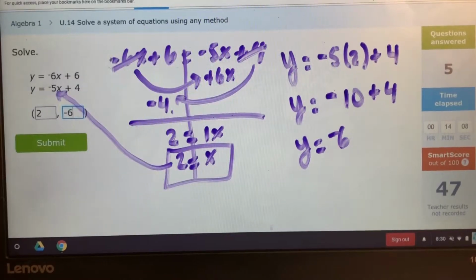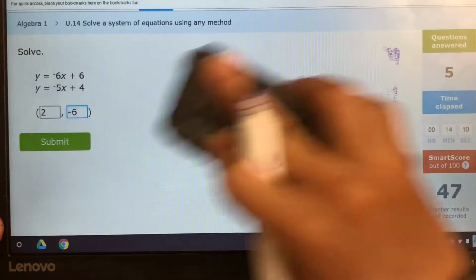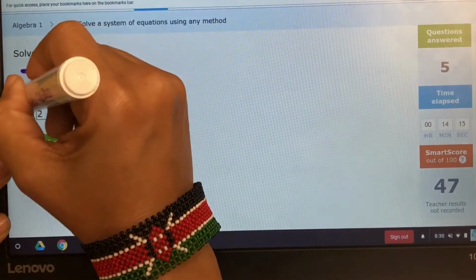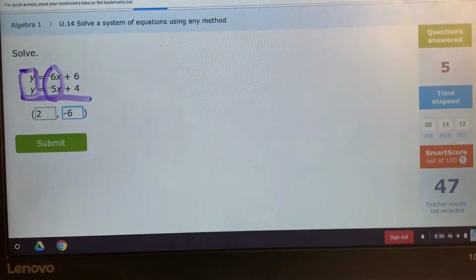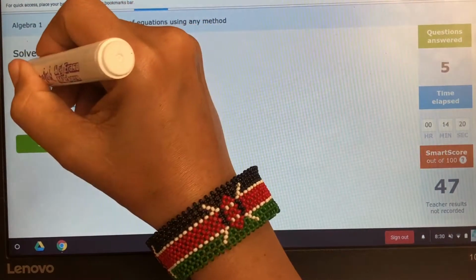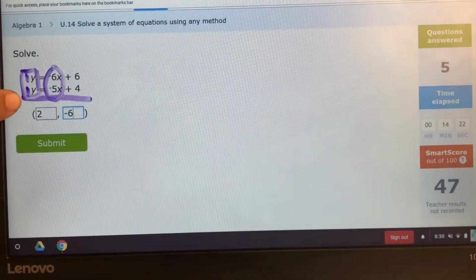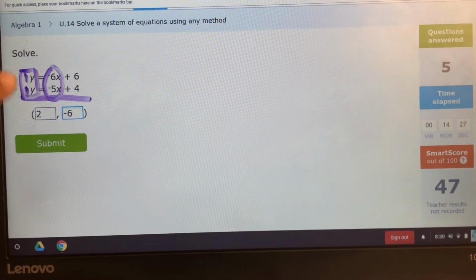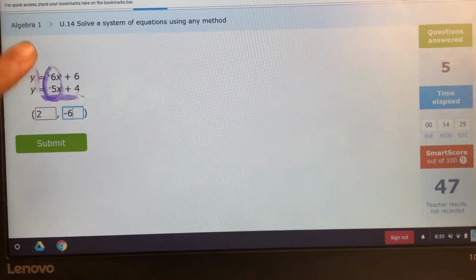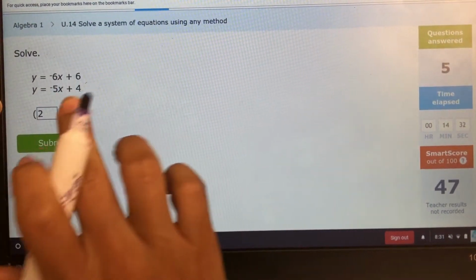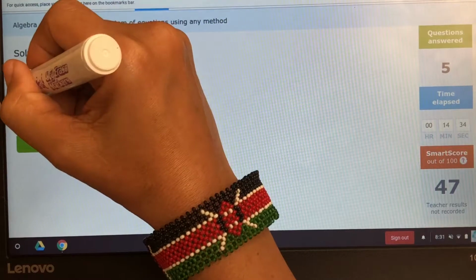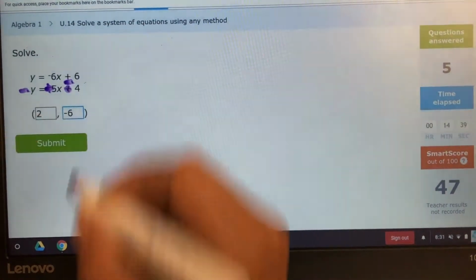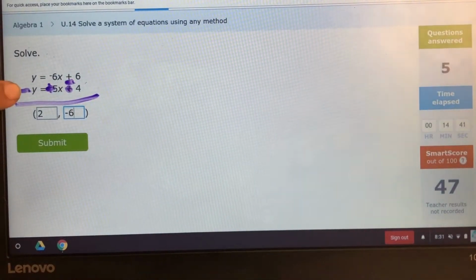You could also have done this by elimination, so I'm going to show you that really quickly. Elimination, remember, you're looking at the y's and the x's. Which ones have the same numbers? You can see the y's both have 1, 1. Therefore, I need them to be opposite of one another, and they're not opposite right now. So what I can do is take one of these equations and change all the signs. So I'm going to make that negative, that changes to a positive, that changes to a negative. Now you can see that they're opposite.